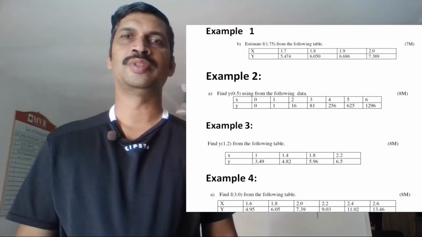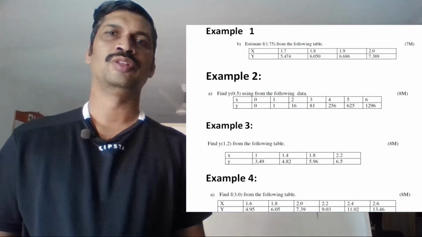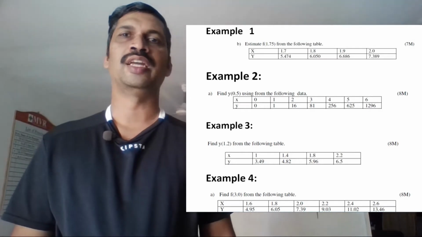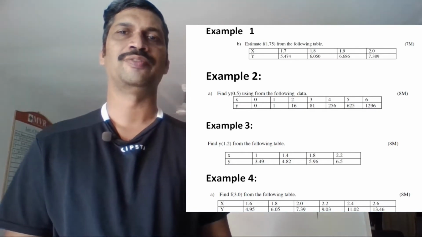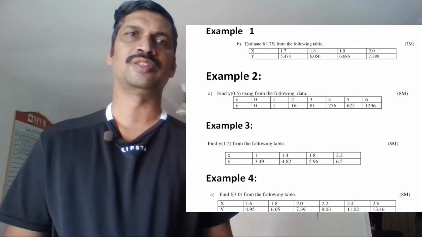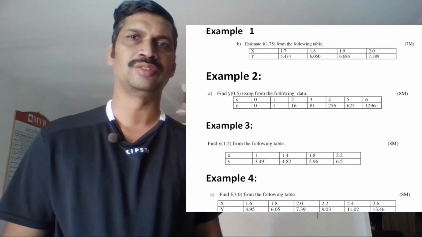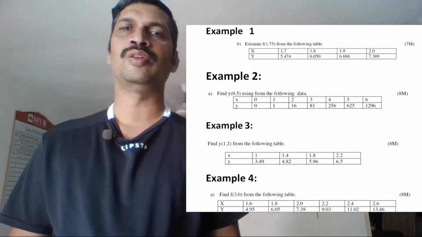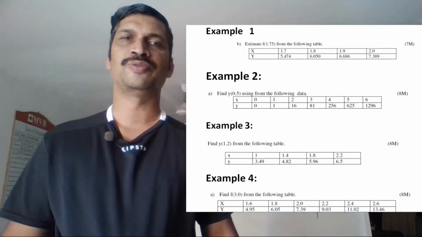In the first problem, these are the values of x: 1.7, 1.8, 1.9, 2.0. The corresponding y values are given. They are asking what is the value of y at x equal to 1.75. In the second problem also, the tabular values of x and y are given: x is 0, 1, 2, 3, 4, 5, 6, with corresponding values of y. They are asking what is the value of y at x equal to 0.5. Similarly, the third problem and the fourth problem.